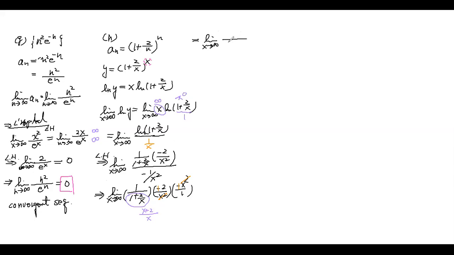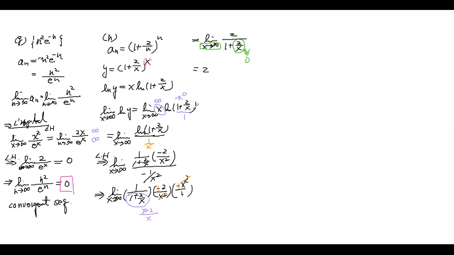So here you get a 2 on top, and the bottom is 1 plus 2 over x. Now when x approaches infinity, what happens to this term? x becomes pretty big, so this term approaches 0. So what does the whole thing approach to? The whole thing approaches 2, correct?